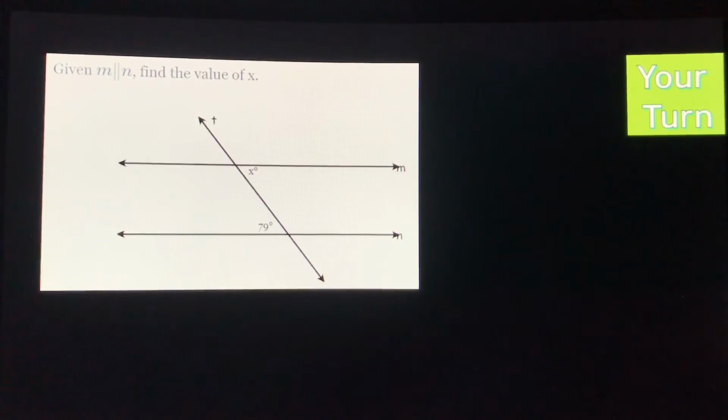Okay, well now it's your turn. So take a moment, pause it. I would sketch this in your notes and go from there. Okay, let's see how you did.